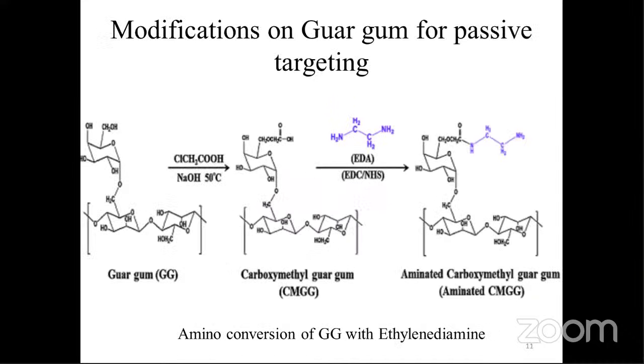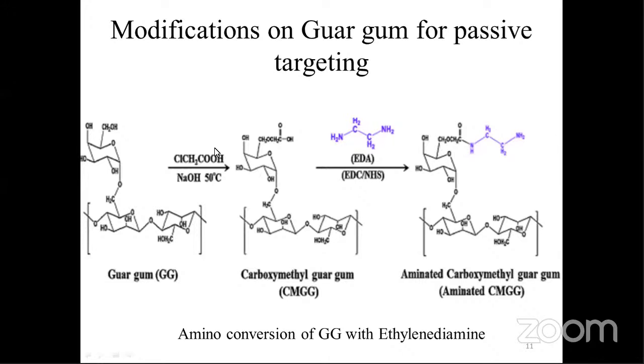So first, as a part of my work, I have done a few functional group modifications on guar gum to enhance its targeting property. So first, this functional group was modified to carboxymethyl guar gum. A COOH group was attached here, to which the amino conversion was done using ethylene diamine using carbonamide chemistry.